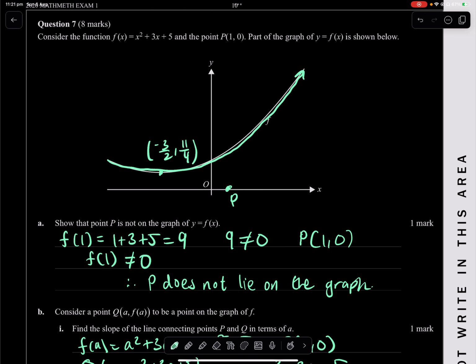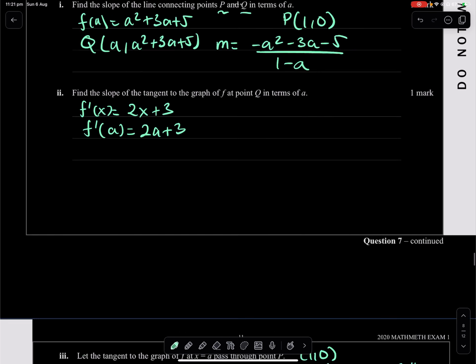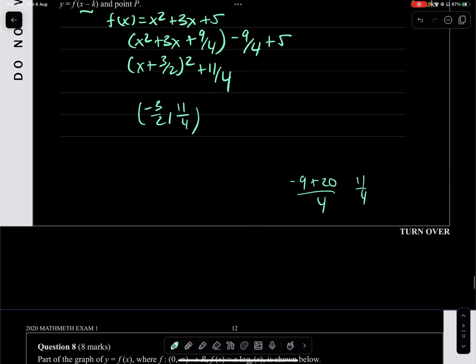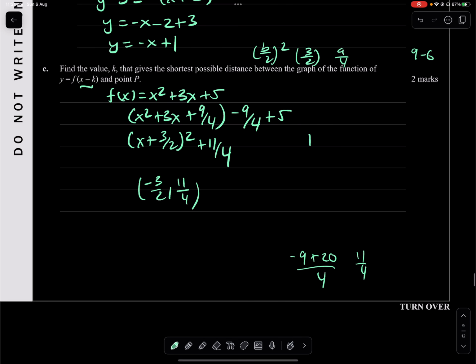We know this value is 1, and so the distance from this to this is pretty much 1 minus negative 3 over 2, which is 1 plus 3 over 2. So what's 1 plus 3 over 2? 5 over 2. Your value of k is actually 5 over 2.